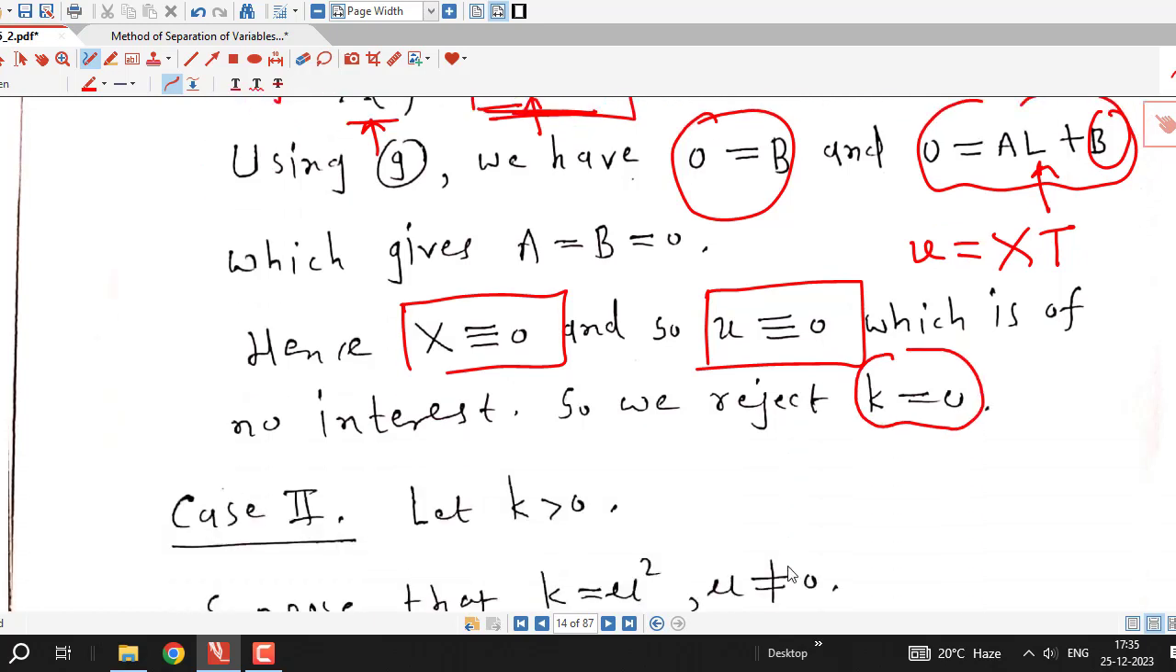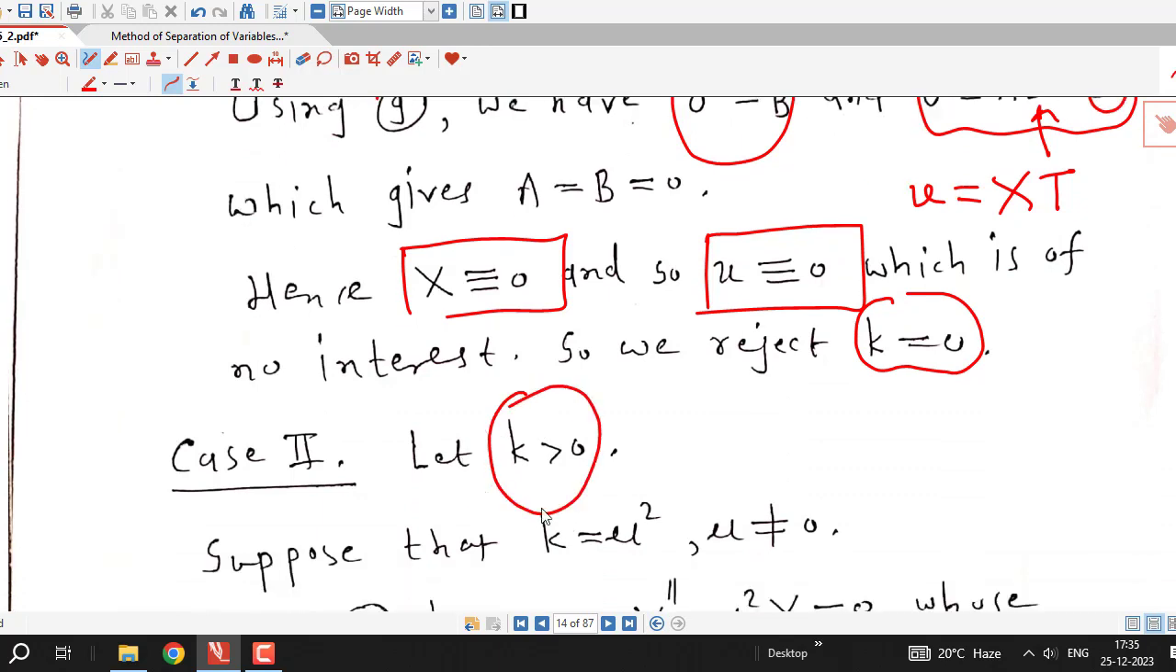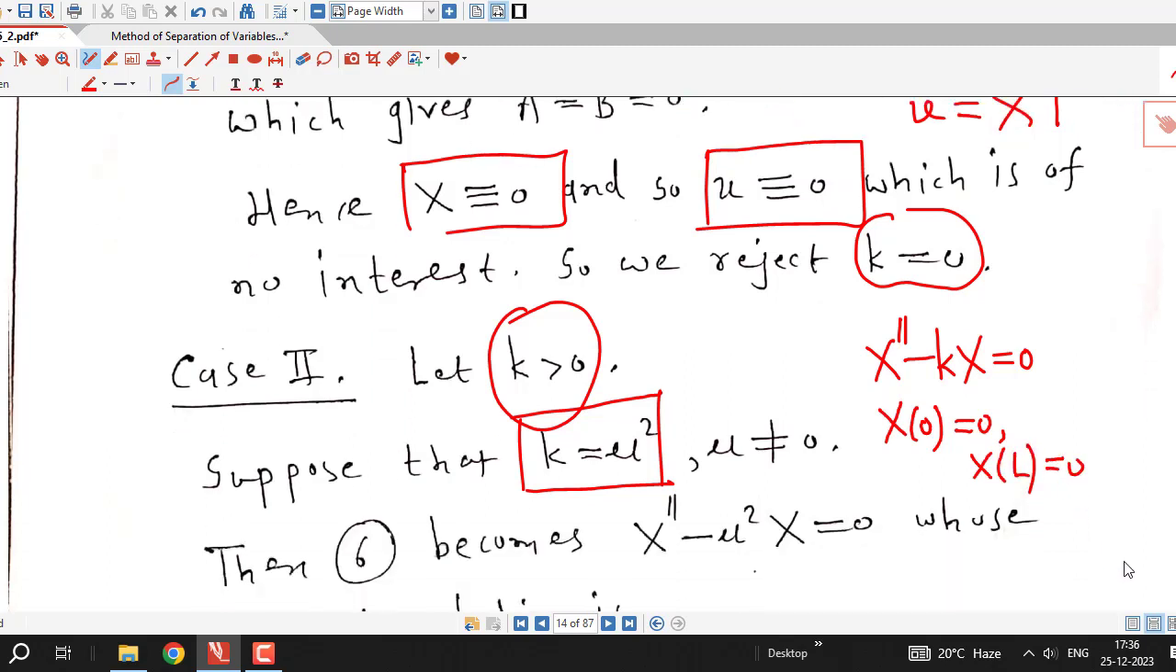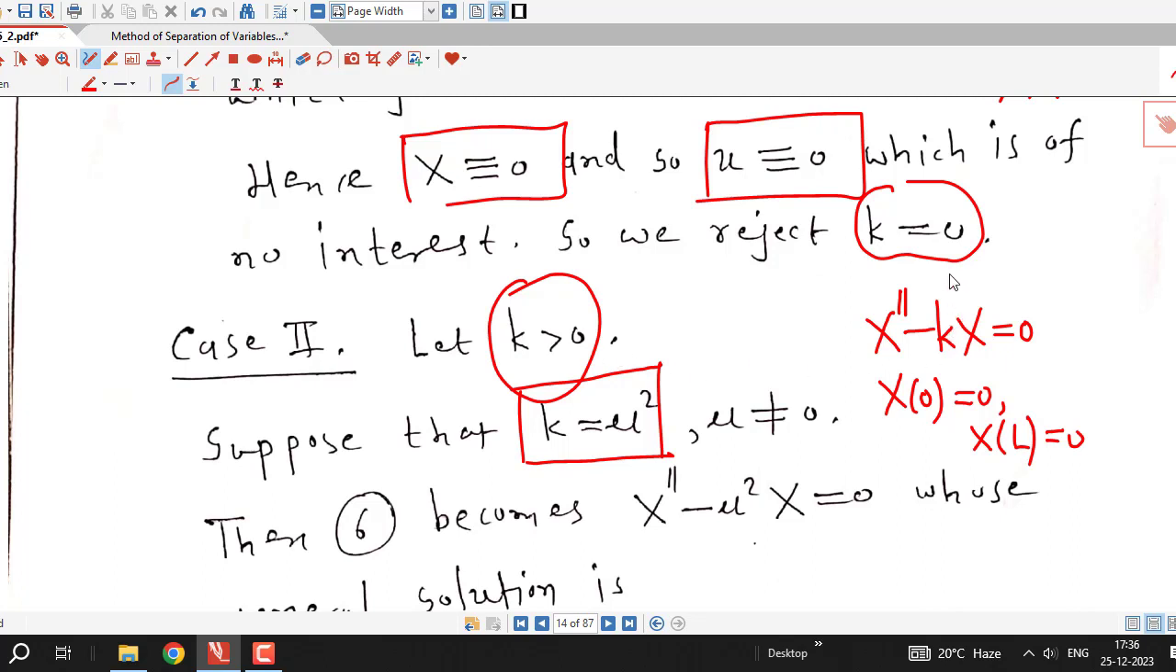Now, we consider the second case in which k is positive. If k is positive, we can write k as square of some real number, say mu square, where mu is non-zero, and then our aim is to solve this equation X double dash minus kX equal to 0 together with the conditions X(0) equal to 0 and X(L) equal to 0. So here we put k equal to mu square. So we have X double dash minus mu square X equal to 0.